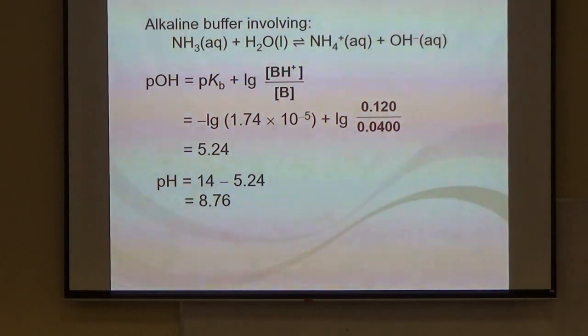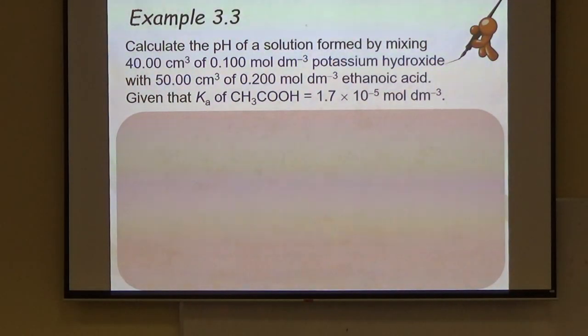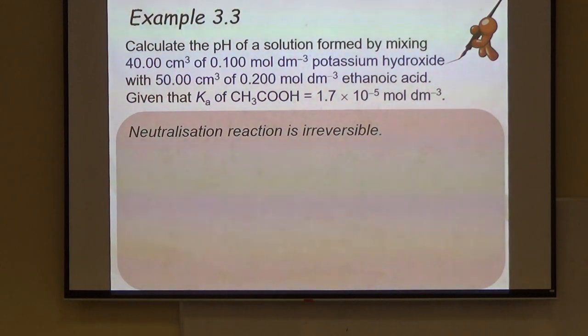Okay, let's look at example 3.3. So here you have a situation where you need to understand what's happening. You have potassium hydroxide, they add to ethanoic acid. So, to calculate the pH, you need to consider three different situations. Okay? Now, potassium hydroxide and ethanoic acid definitely are going to react. That reaction is not an equilibrium. That reaction is irreversible. Okay? So that's the equation.